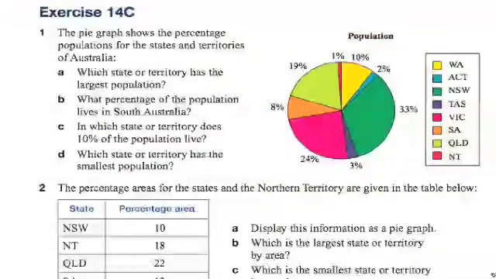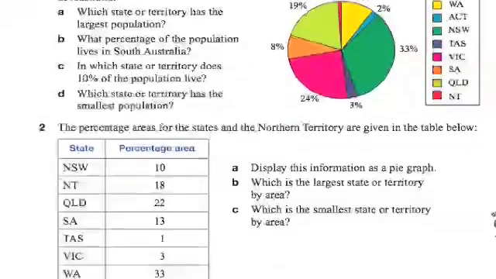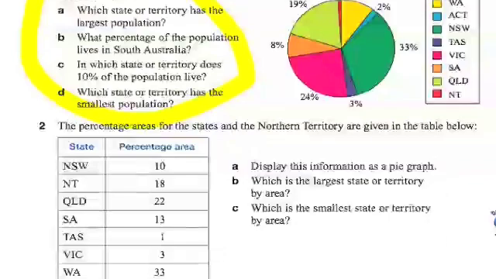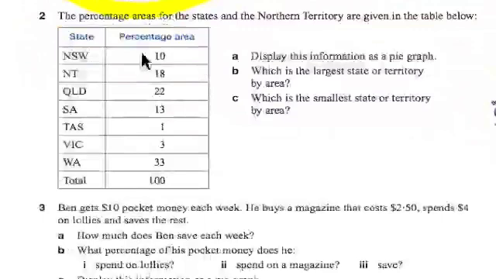Now the work that we're going to do today is exercise 14C. The first question asks you to read this pie graph and answer these questions here. Question 1A, B, C and D, and it will be necessary to answer all those questions, all the parts of that question, and then you'll have question 2, question 3 and question 4.